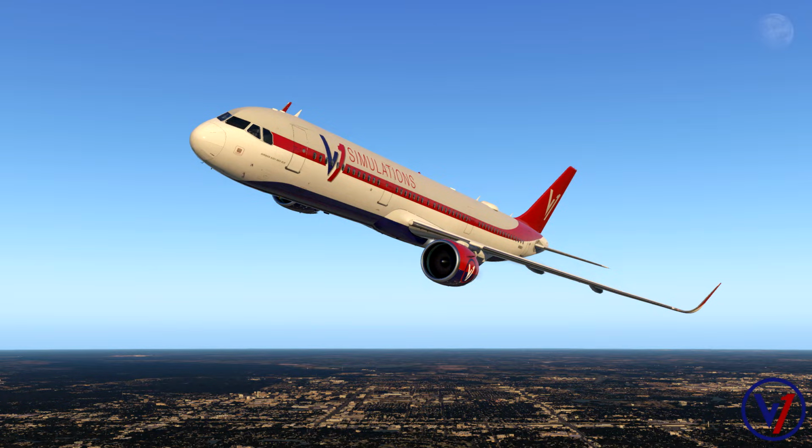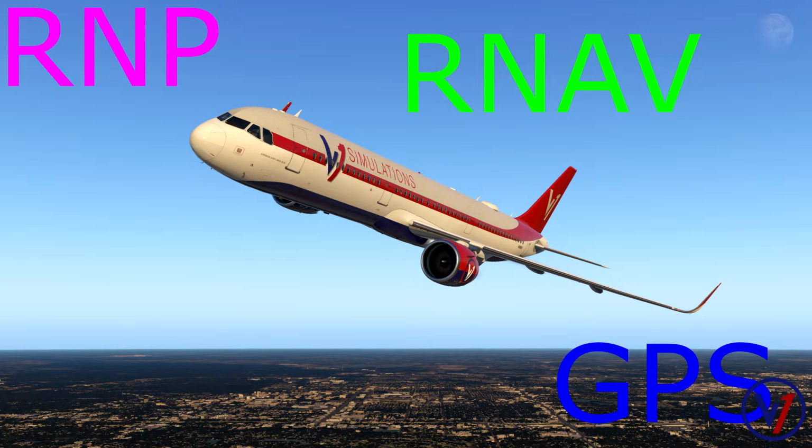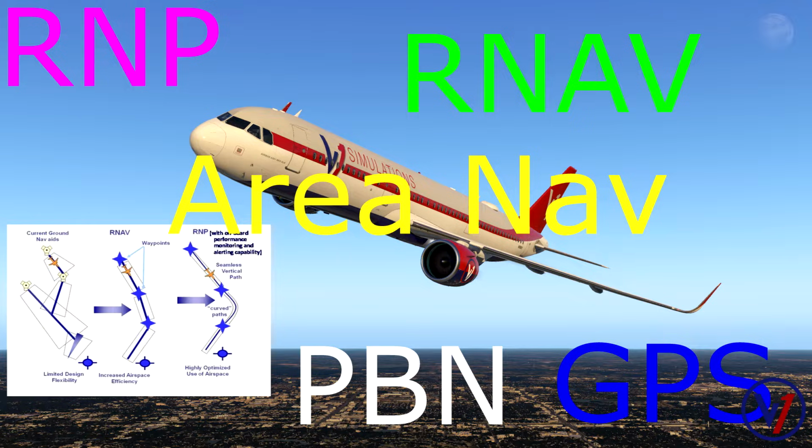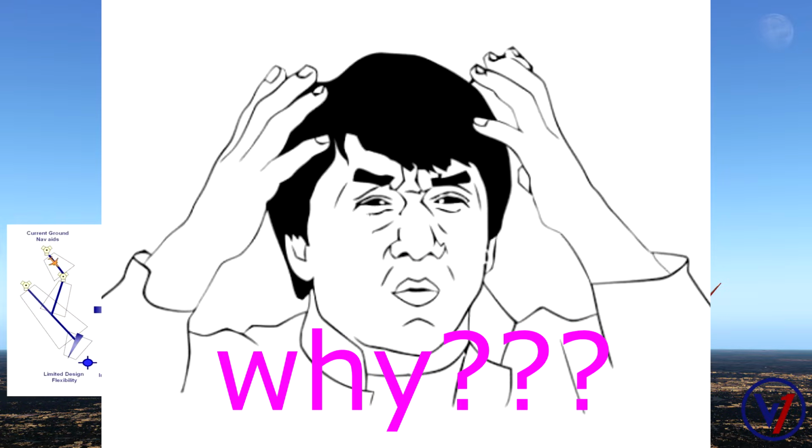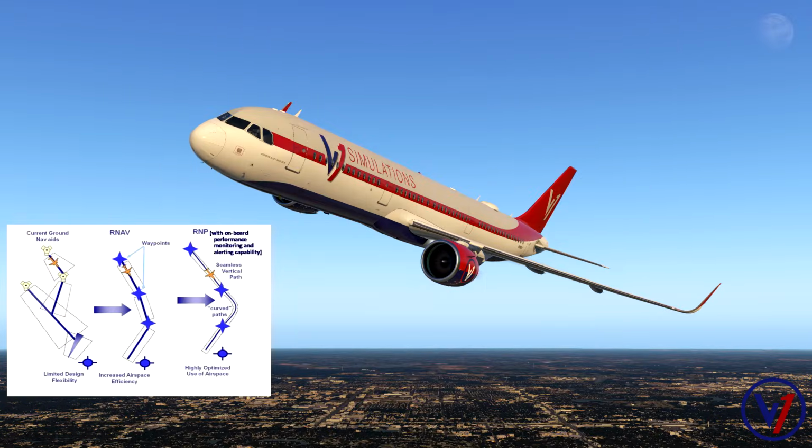Okay, let's discuss terms first. There's a lot of terms in aviation, and there's even more when it comes to RNAV and GPS approaches. Some are interchangeable and some are not interchangeable. So let's clarify some of the information right off the bat. First off, why do we have GPS navigation? Basic answer is it increases the airspace efficiency.